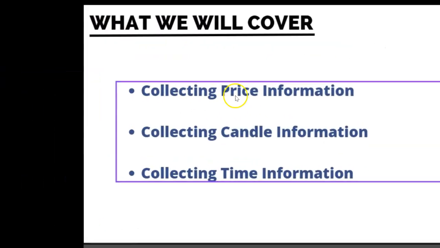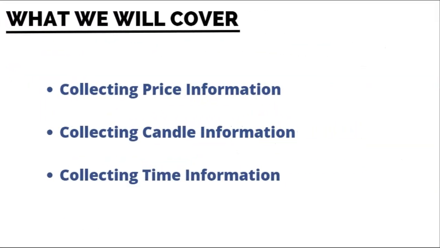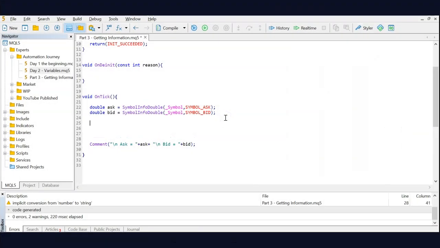So this is where we collected the price information. Let's go ahead and start collecting the candle information. There are 4 common pieces of information that you need on a candle: the opening price, closing price, the high of the candle and the low of the candle. So let's get the opening price first.